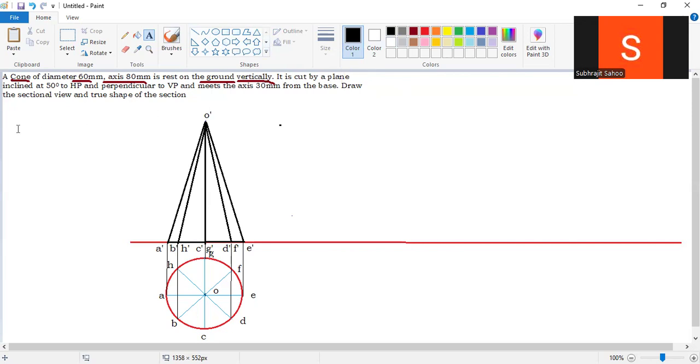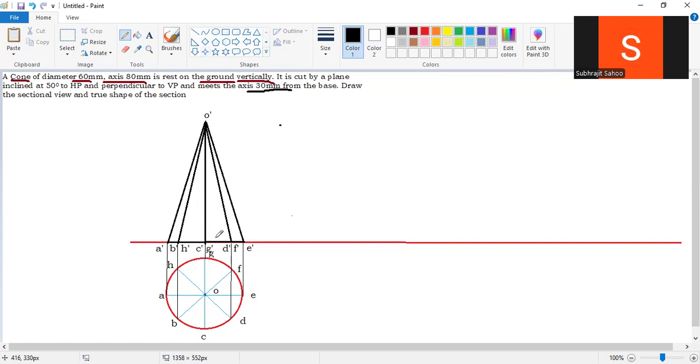You can assume this is a knife. So the knife is inclined at 50 degrees to HP and perpendicular to VP, right? So it meets the axis 30 mm from the base. 30 mm from the base. This point is very, very important. This is my base, and from this base the total height is 80 mm. But in the question it clearly says the cone will be cut by the cutting plane 30 mm from the base.